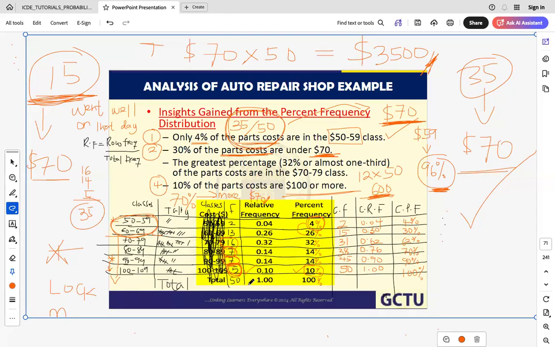Yes, you are right. Now, the relative frequency, we're also told, or we learn that it should always be equal to 1. Is there an explanation why the relative frequency is always 1? Yes, there is. And there's also an explanation why the percentage frequency is always 100.